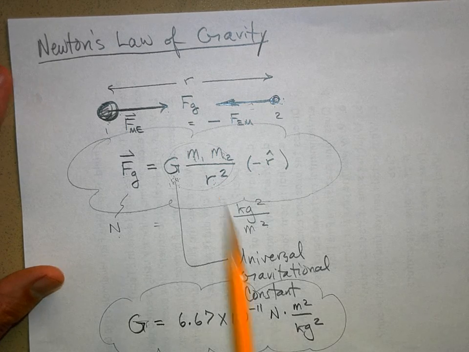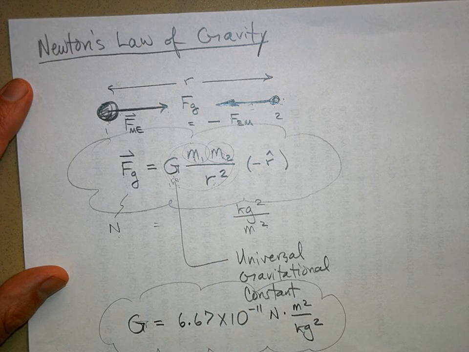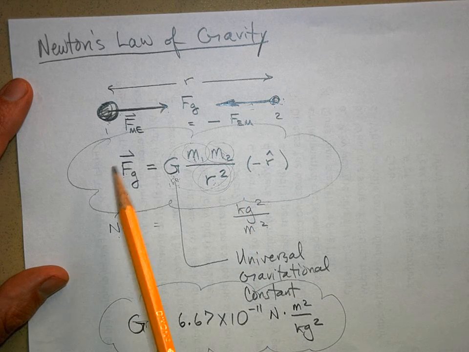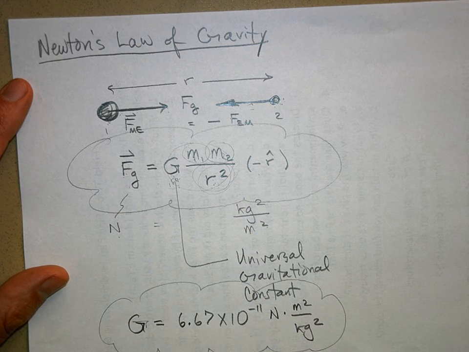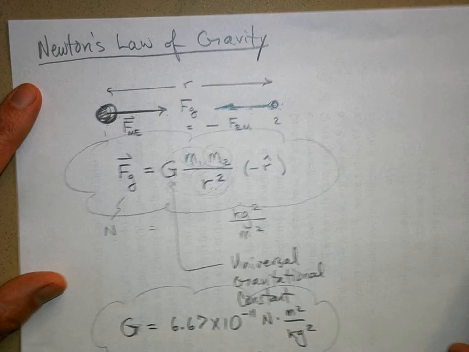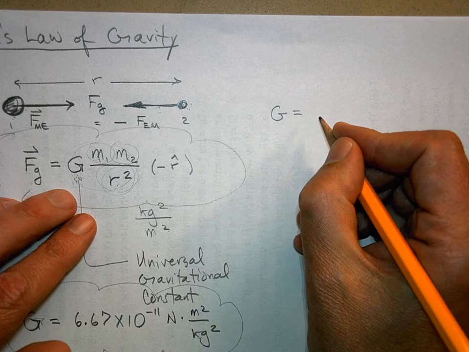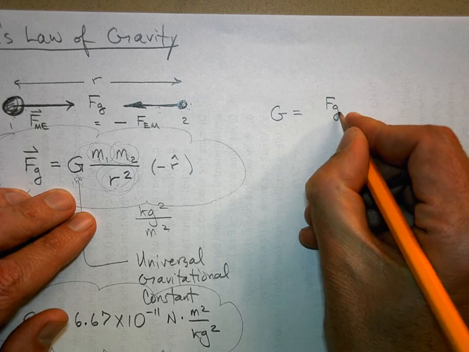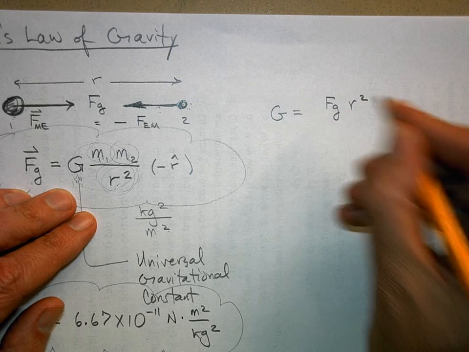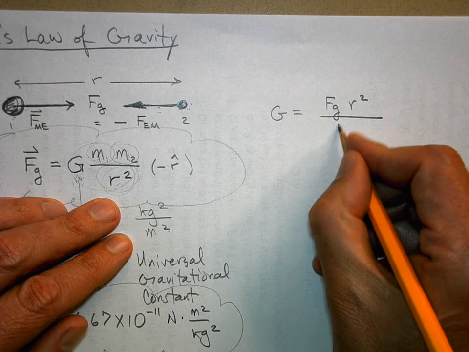You need to get two objects of known mass, and then you need to put them a measurable distance apart, and then you need to measure the force of gravity between them. In other words, you take this equation and you solve it for G. So let's do that. Big G, the universal gravitational constant, will be equal to the measured force of gravity between two objects times the distance between them squared, divided by each of their masses.